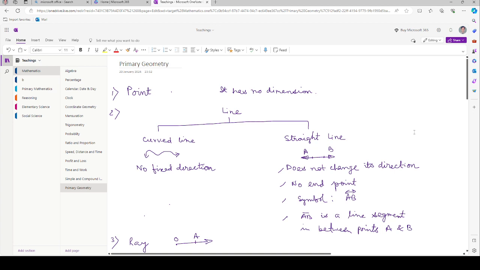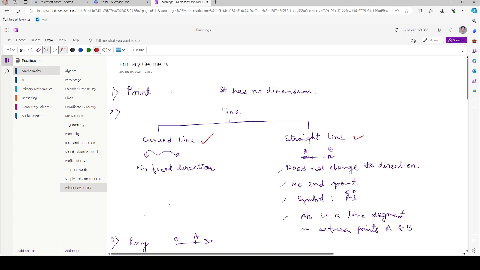Now come to lines. There are two types of lines. Curved line that has no fixed direction, and another is straight line. It does not change its direction. It has no endpoint.